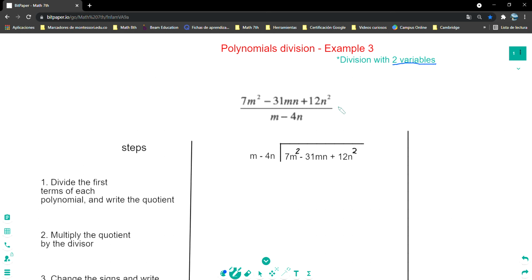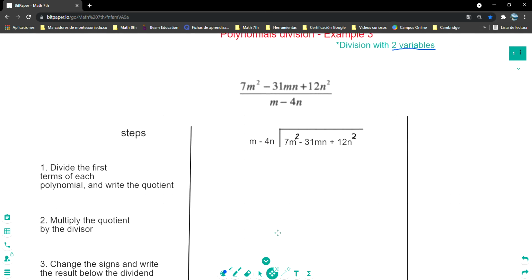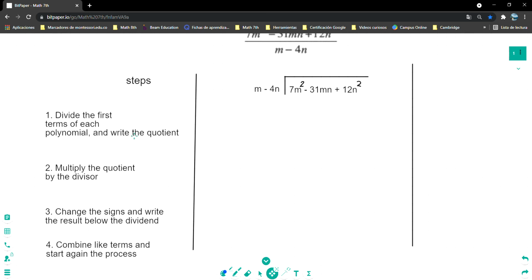Firstly, we need to organize the terms of the dividend. We start with the order that they give us. So we have 7m squared minus 31mn plus 12n squared divided by m minus 4n right here, the divisor. Now we go to the steps that we already know from before.